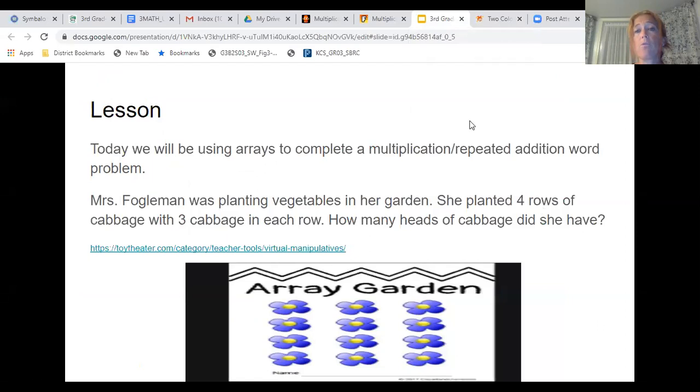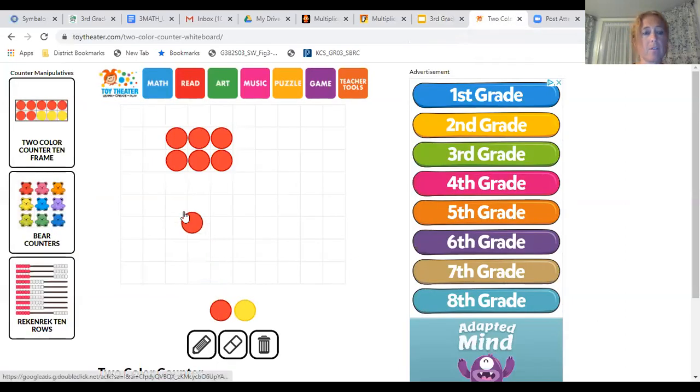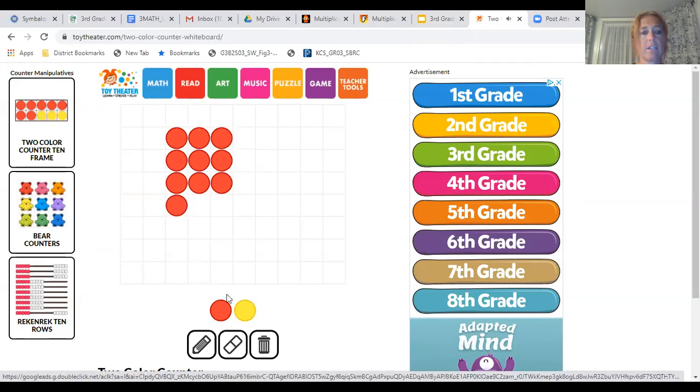She planted 4 rows. So we have to keep going. 1, 2, 3. 1, 2, 3. Okay, so we have 4 down the side. 1, 2, 3, 4. And then each row has 1, 2, 3. Remember, we're counting this first one. 1, 2, 3.